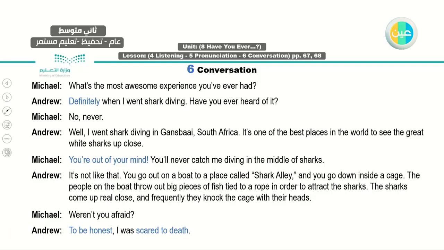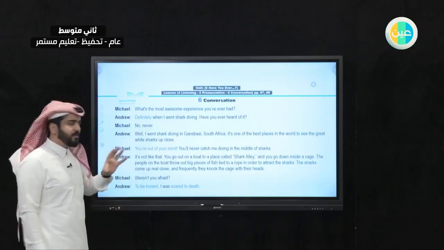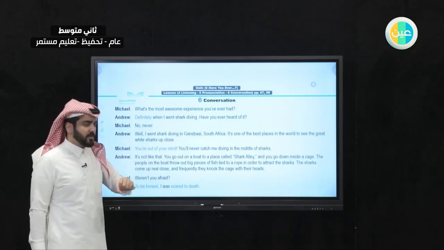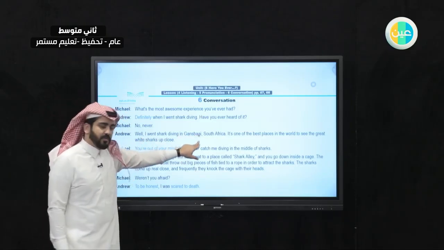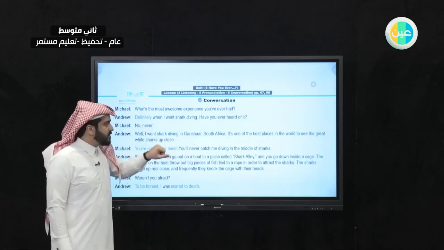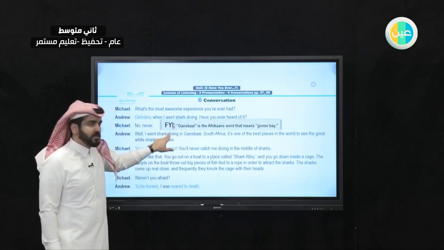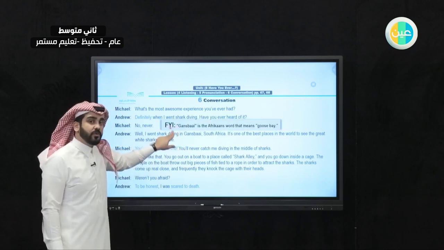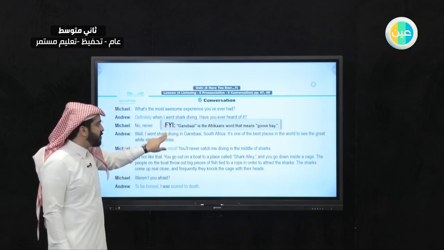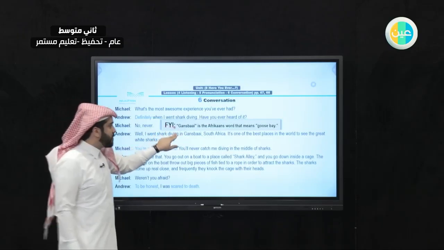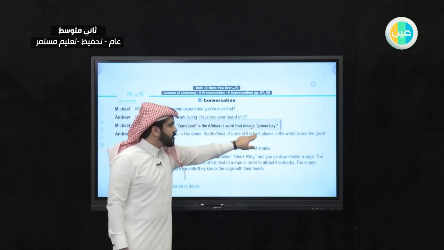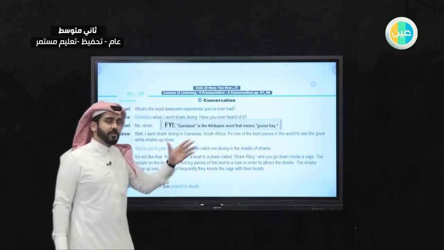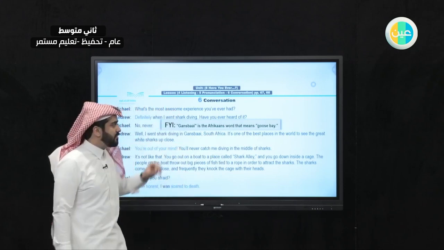Okay, so now that we have read the conversation between Michael and Andrew, let's talk about some of the vocabulary, some of the expressions in this one. So, well, I went shark diving in Gansby. So what's this place? You see this part in your textbook, it says FYI, that means for your information. So this is an acronym. Gansby is an Afrikaans word that means Goose Bay, okay? So that's the name of the place, and it means something.